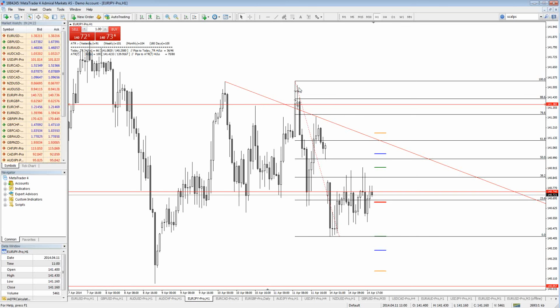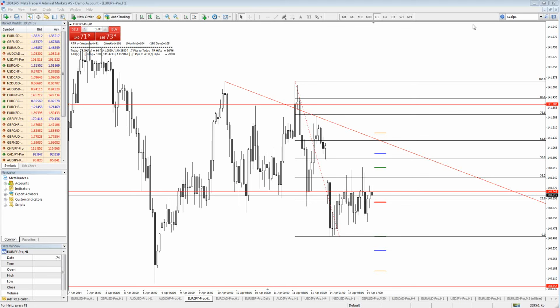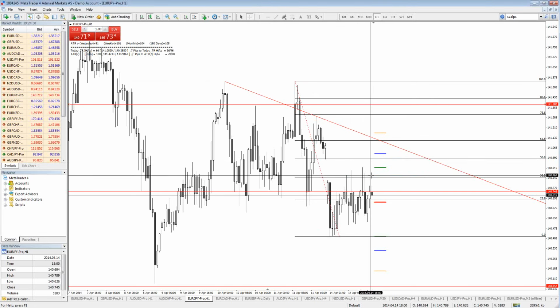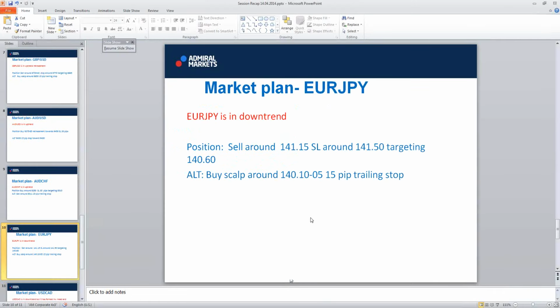Breakout, pullback, and form of continuation. This inner trend line also serves as resistance, but that resistance is thrusting to this 61.8. The 61.8 Fibonacci is the golden ratio, and on Euro Yen it can give us cues for additional selling. So if it gets there, I would be looking to sell. Stops are not that big, 35 pips around 141.50, targeting 140.60. Okay, that is my primary trade.